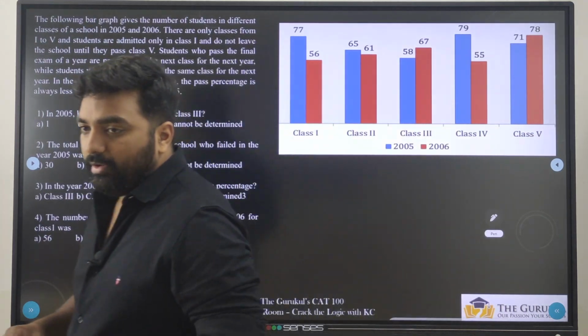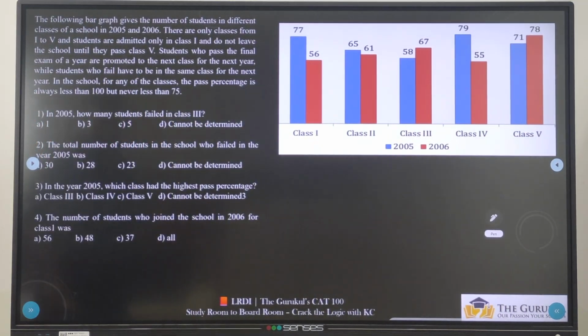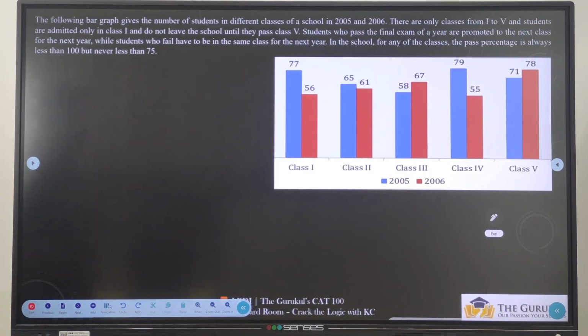So we need to identify and solve the problem. Let's see how to solve this question. Before we move on, what can we understand from this bar graph? First, let's try to decode the bar graph and then we'll see how to solve the problem. Given in 2005 and 2006, pass percentage minimum is 75, maximum is less than 100.